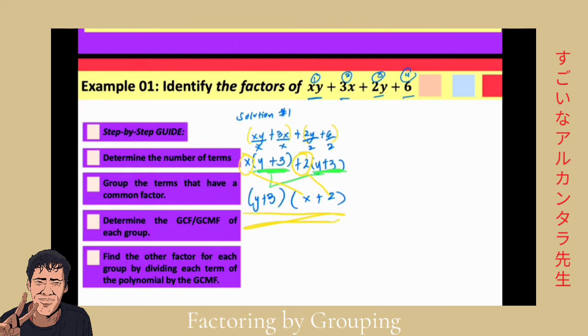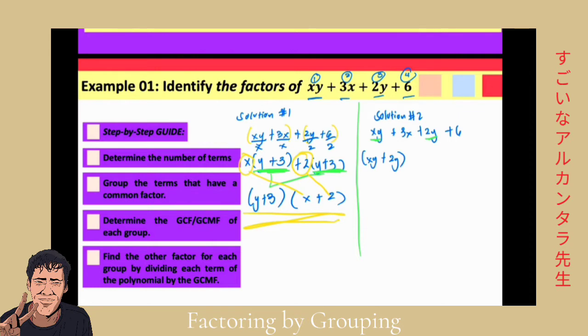To make this clearer, let's show solution number 2. Solution number 2 is a bit different because we wish to have a different combination in terms of the groups. So what I will do first is write the given: xy plus 3x plus 2y plus 6. As you can see here, class, we have xy and we have 2y. They both have a common factor, which is y. So we can group it. So we can say that we have xy plus 2y. Be careful with grouping.